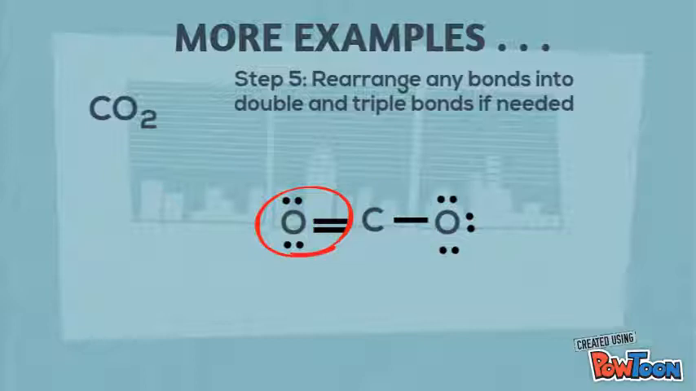So we're going to take 2 more electrons from the other oxygen and make it into a double bond between the 2. And so those electrons leave. Oxygen still has 8 because it has a double bond and 4 unpaired electrons. And now our carbon has 2 double bonds, which is a total of 8 electrons. So now this molecule is complete.